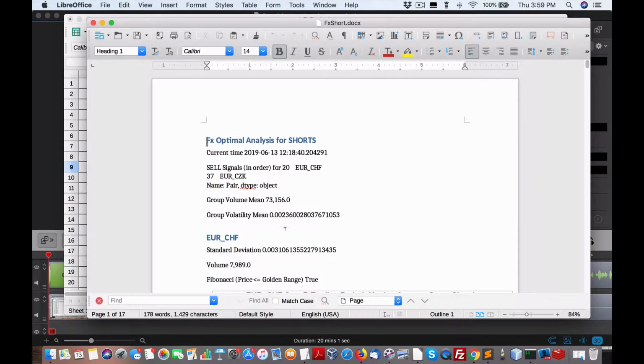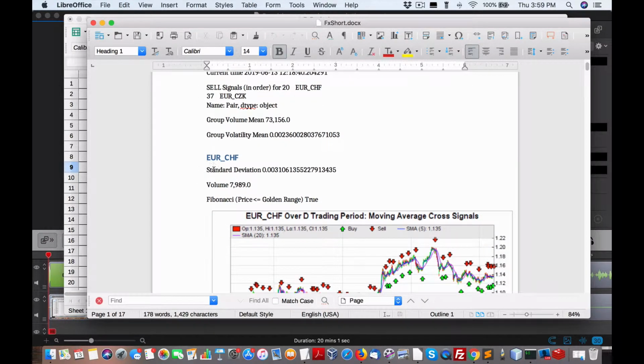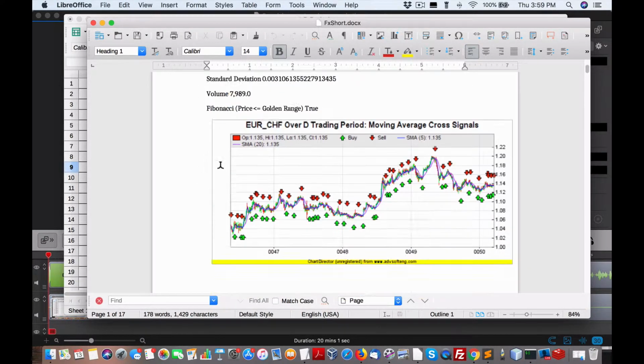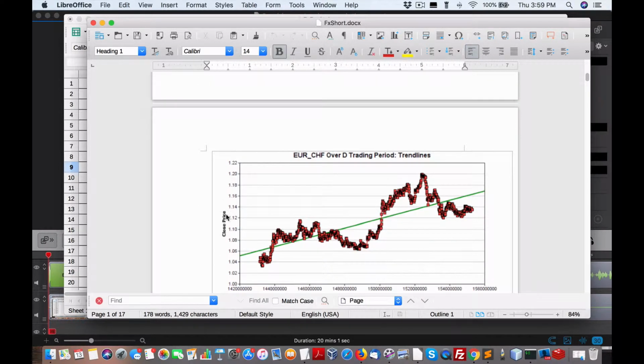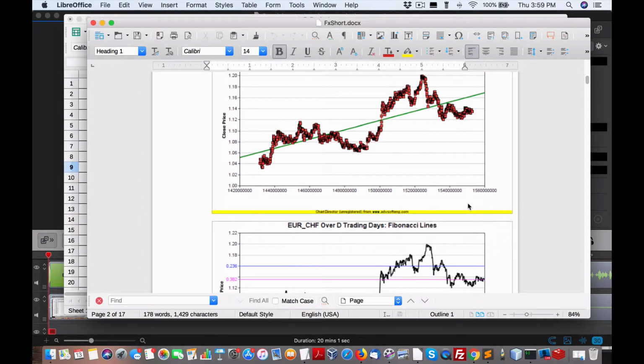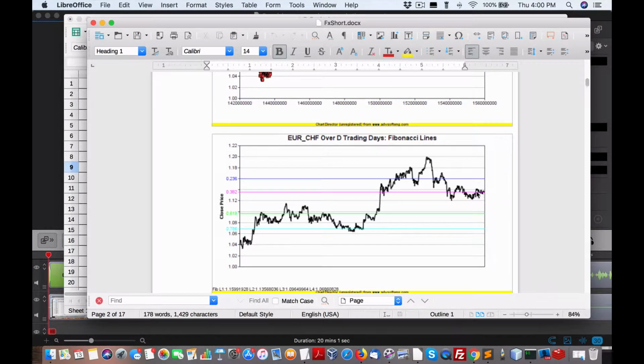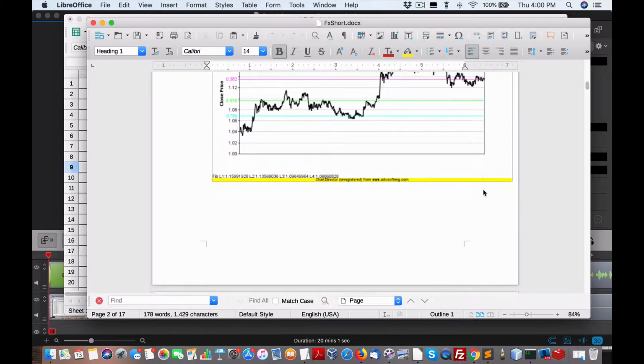So hold on, this is the short. It's screaming that there's a short opportunity with euro franc. You can see it's been in an uptrend, below trend right now. It's at the border of the upper limit of the golden cross, which is a valuable time to buy. So maybe this is a short.